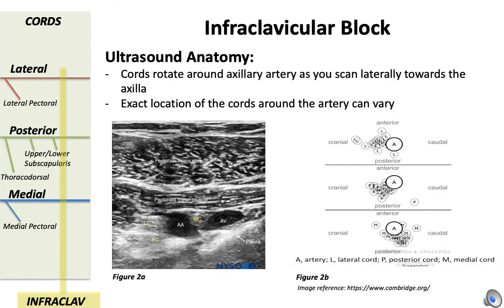In the picture to the left, you can see the cords situated around the axillary artery, located deep below the pectoral muscles. The cords will rotate around the artery as you scan laterally. The picture to the right shows variations in anatomy, showing the multiple positions where different cords can be found.